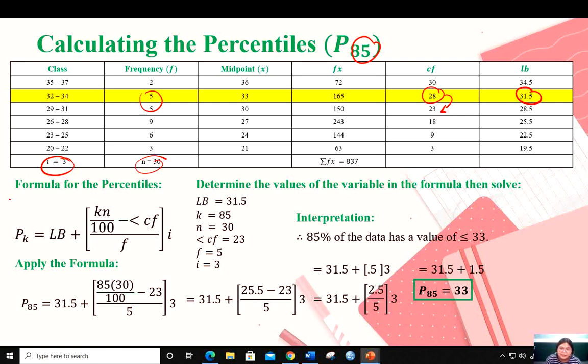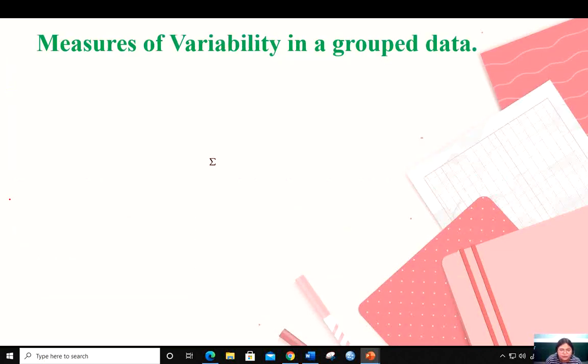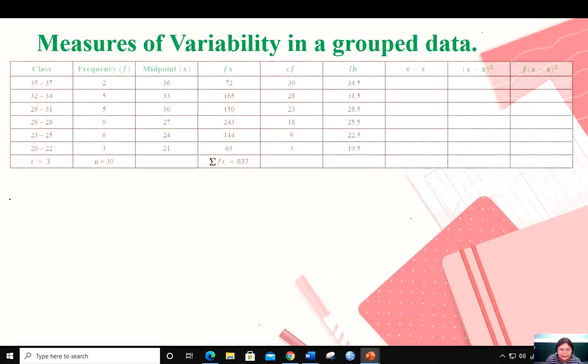data. Okay po? Unlike kapag ungroup, mayroon pa tayong tinitingnan na pag kinukuha natin si percentile, si first quartile, tsaka si third quartile, nag-round off at round up tayo. But here, in the group, hindi natin gagawin yun. Okay po? So now, let's proceed to measures of variability in group data.